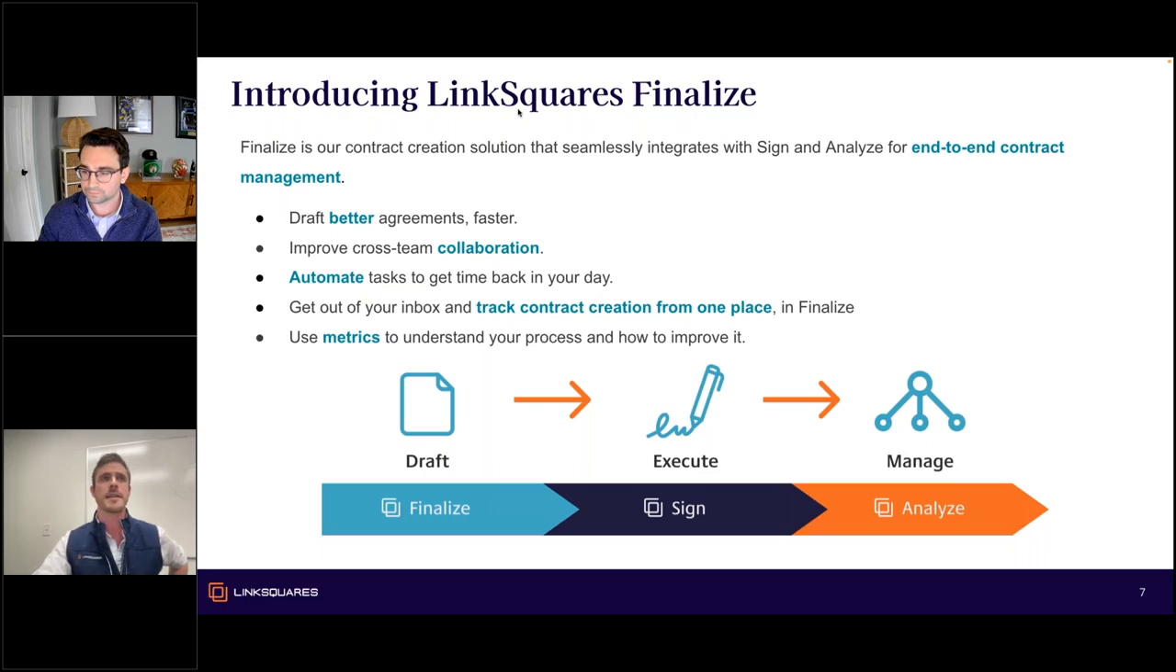The goal of Finalize and the outcomes that our customers are seeing are the abilities to draft better contracts faster, improving cross-team collaboration and organizing those conversations as well, automating the tasks to get time back in your day, and getting out of your inbox, really keeping all of your contract information on the pre-signature side in one centralized place within Finalize, and finally being able to use metrics in our dashboard to understand your contract processes, your workflows, and getting data-driven in terms of being process-driven and being able to make prescriptive changes rather than looking backwards and not having enough data to be able to really centralize your experience.